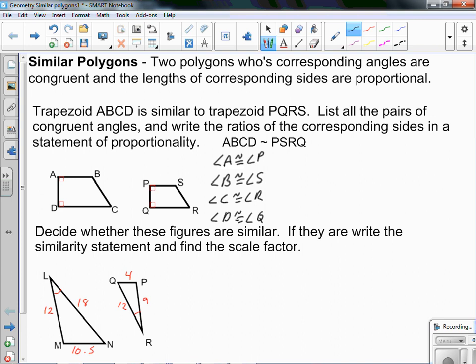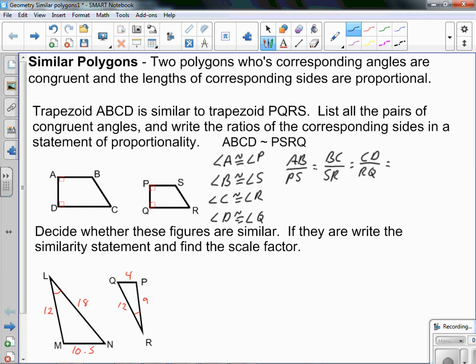All right. So all the corresponding angles match up, they're all congruent. And then to show the proportionality, we're going to take the sides and create ratios out of them. So side AB matches up with what side in the small one? PS. So AB over PS. And that ratio should be equal to the length of BC over which side? SR. And that would also be equal to the length of CD over RQ. I'll make sure that we put it in the same order.